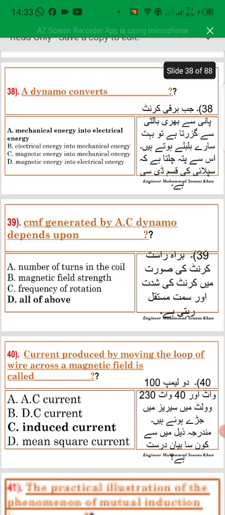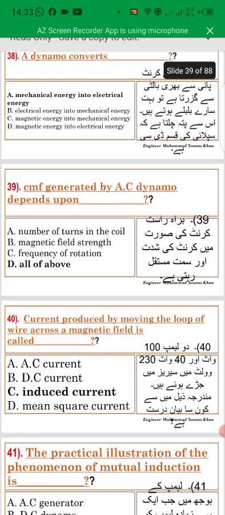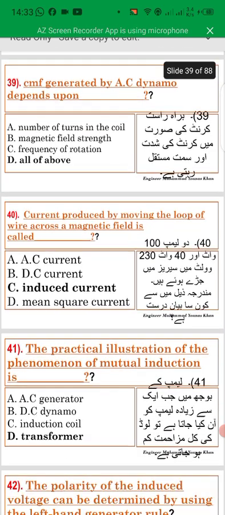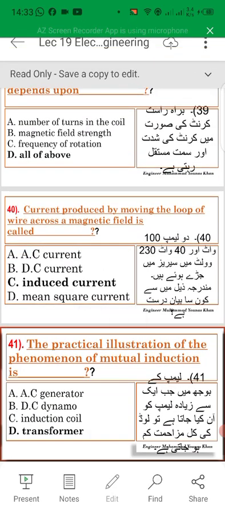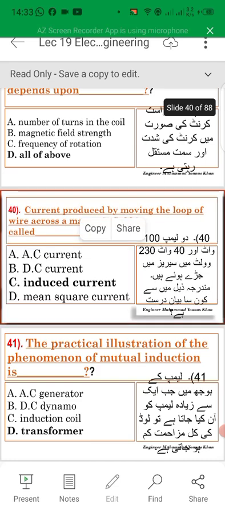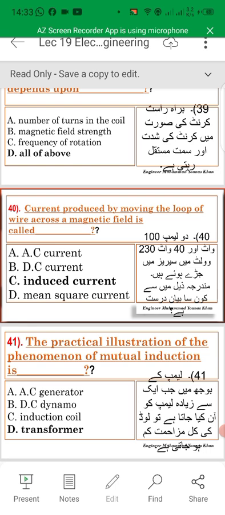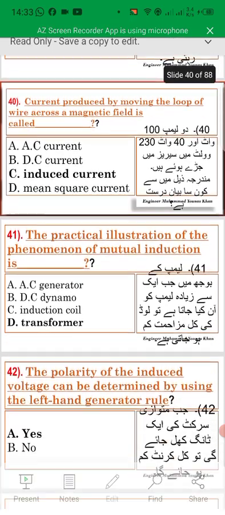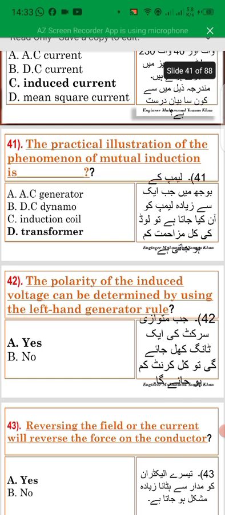A dynamo converts mechanical energy into electrical energy. EMF generated by a dynamo depends upon the number of turns in the coil, magnetic field strength, frequency of rotation, all of the above. Current produced by moving a loop of wire across a magnetic field is called induced current. The practical illustration of the phenomenon of mutual induction is the transformer.